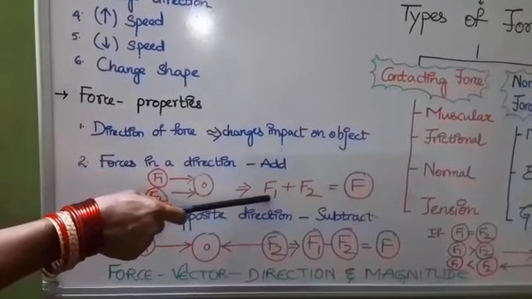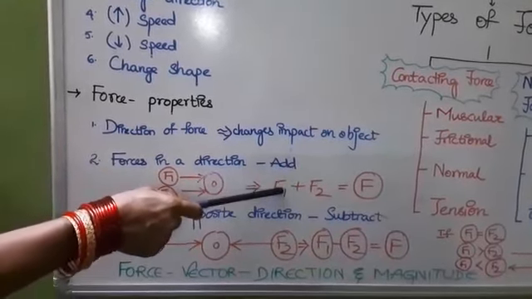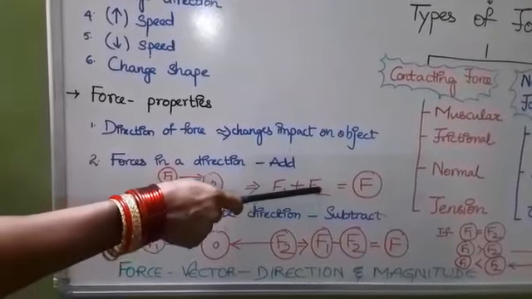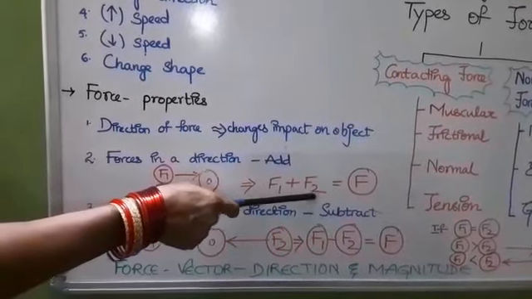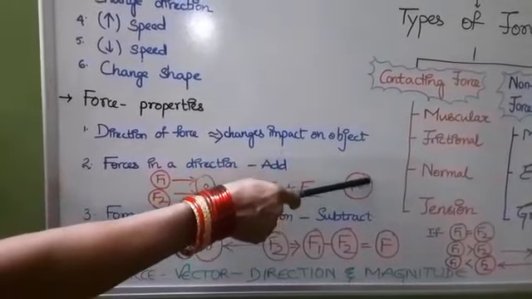Here F1 is nothing but force 1, which is applied by me. F2 means the other person who applies the force in the same direction. The total force applied on the body is F.